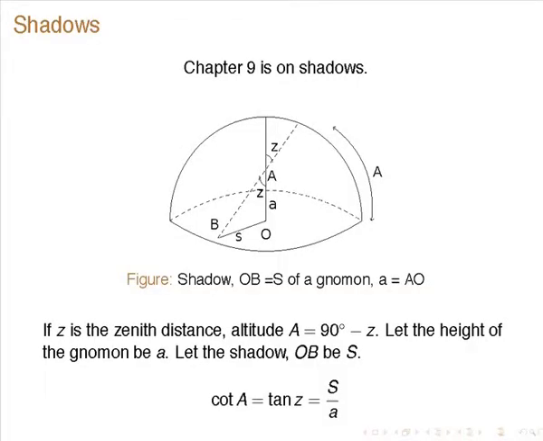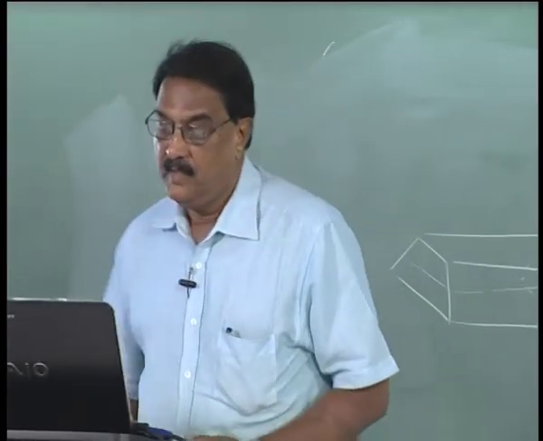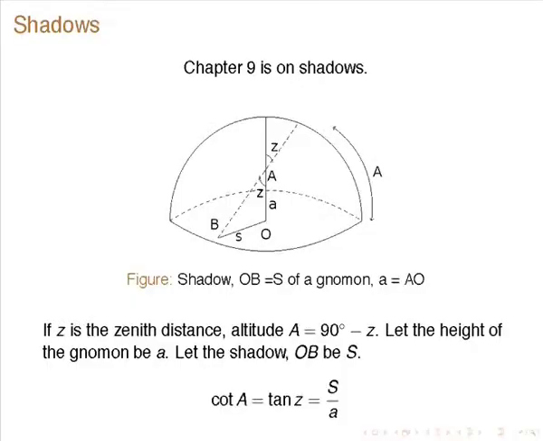So this is as usual. After these areas and volumes, he will talk about shadows. He is talking of the shadow of a gnomon. The shadow is OB, S is equal to S, the gnomon is OA. And this is the sun, let us say.